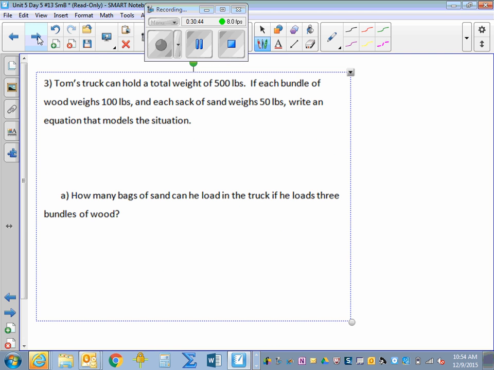Alright, Keelan, you're going to help me out with number 3. It says Tom's truck can hold a total weight of 500 pounds. If each bundle of wood weighs 100 pounds, and each sack of sand weighs 50 pounds, write an equation that models the situation.